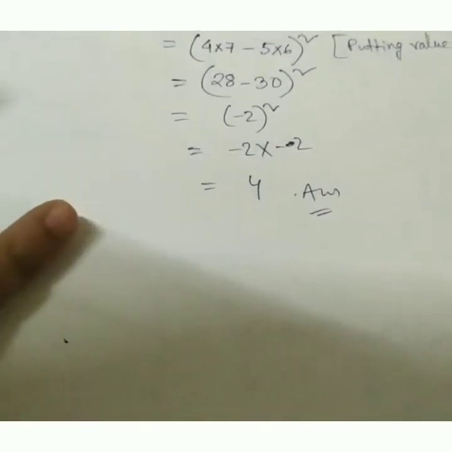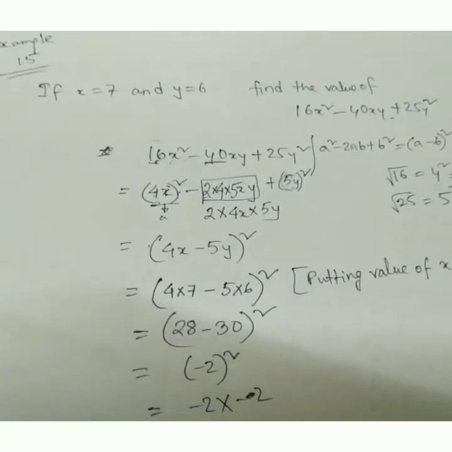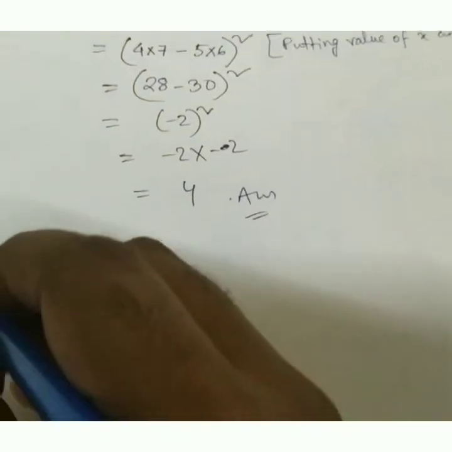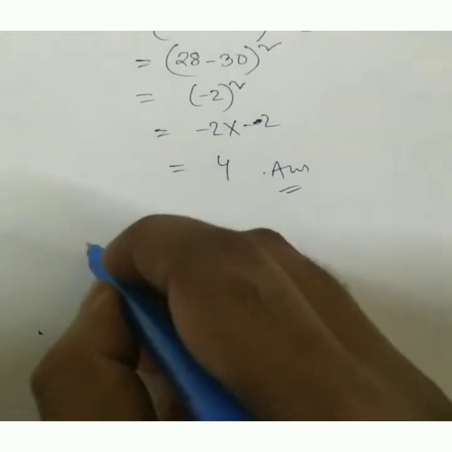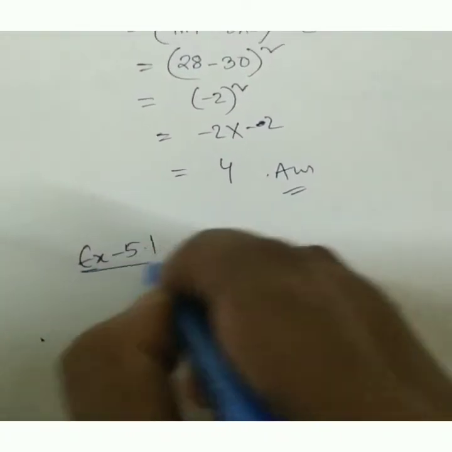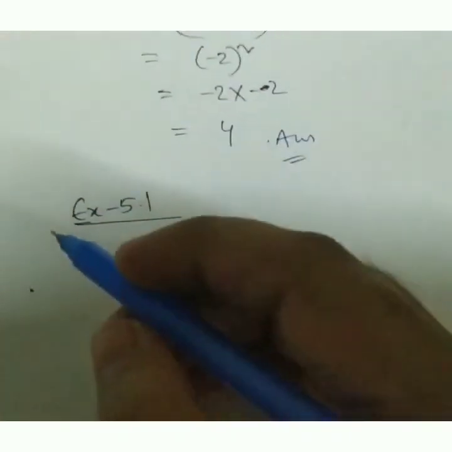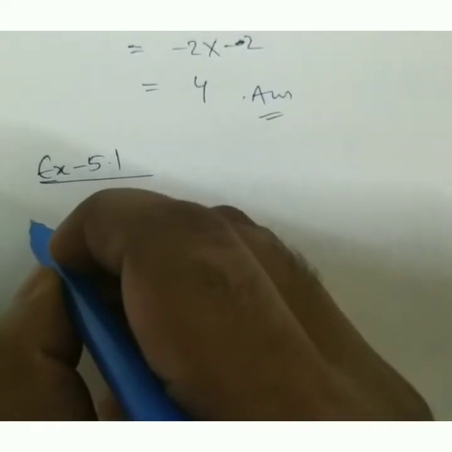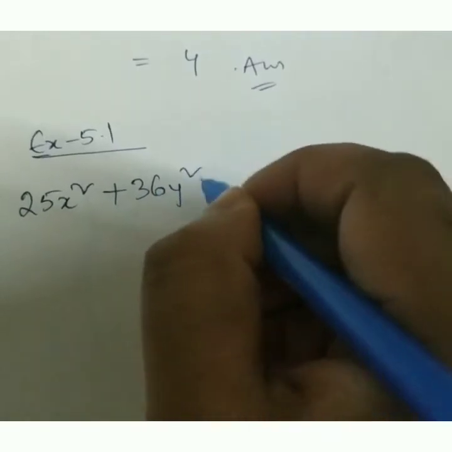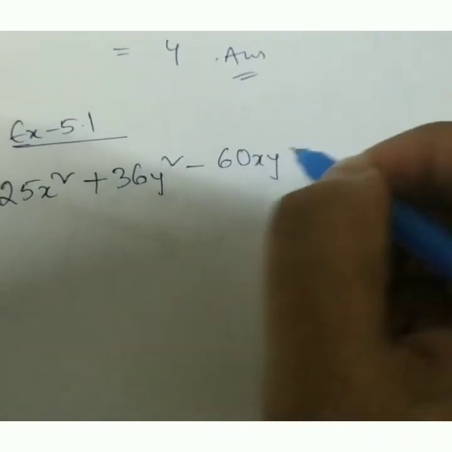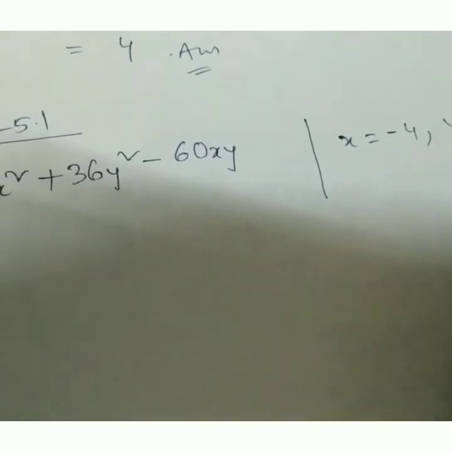Okay, so let me give you another example related to this problem. Let's say from exercise 5.1 number 25. So I hope this is clear, right? Once I do another example you will be more clear. Now let's say 25x square plus 36y square minus 60xy. Given here is x equal to minus 4, y equal to minus 5.